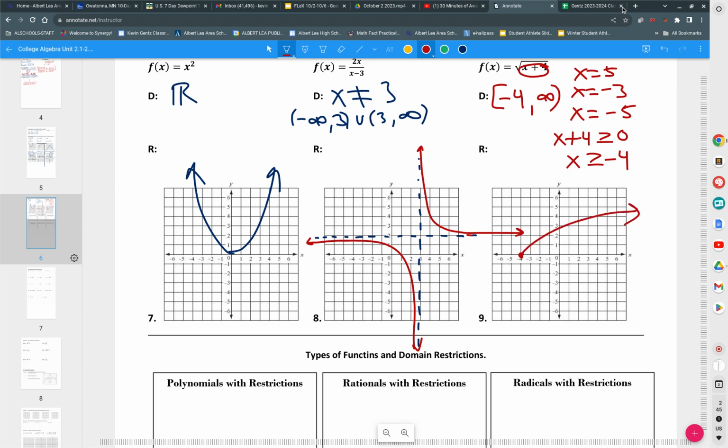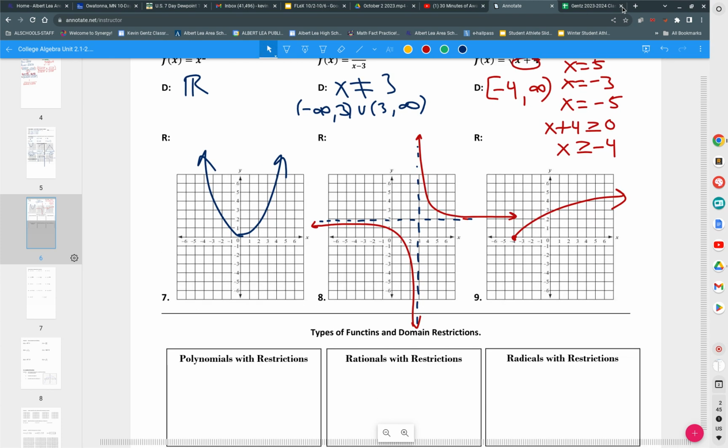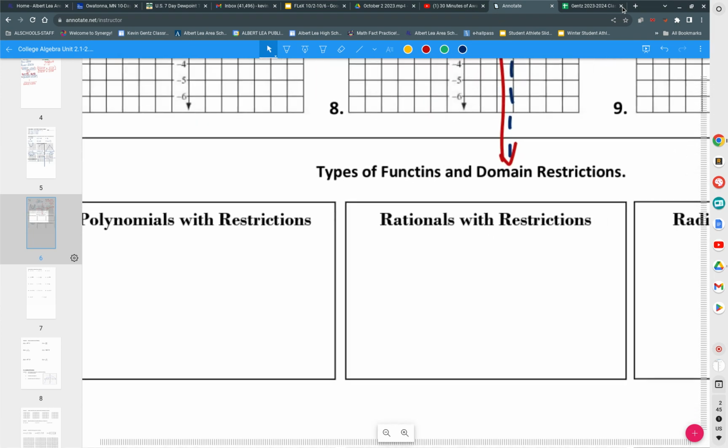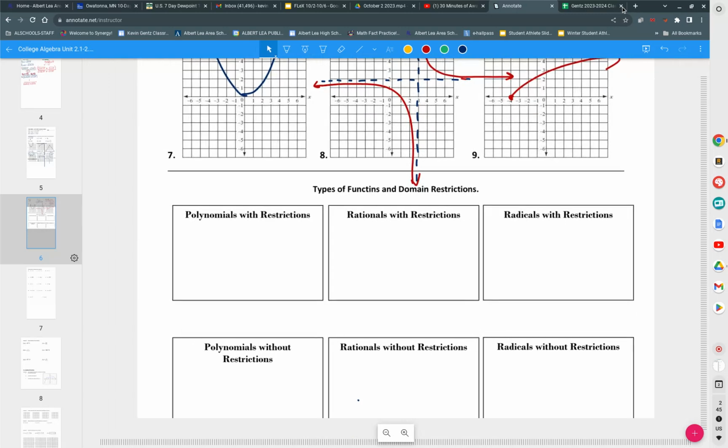And when you see the graph, it's pretty easy then to know what the domain is, isn't it? Yeah. So that's your goal, to be able to just look at the equations and know what the domain is. So let's try to categorize these into 3 options, okay?